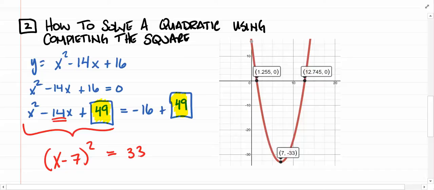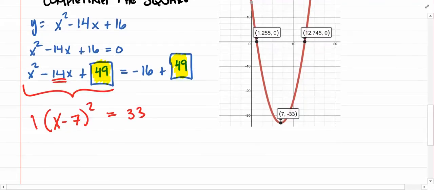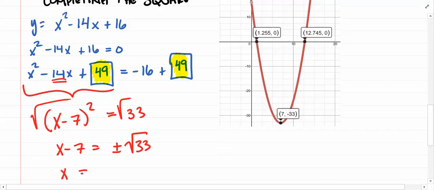Okay? So now the whole goal is to solve for x. Well, I can just take the square root of both sides. So therefore, x minus 7 is now equal to plus or minus the square root of 33. And then I can just add 7 to both sides. So x is equal to plus or minus the square root of 33 and then plus 7. So there are two answers here, you guys.